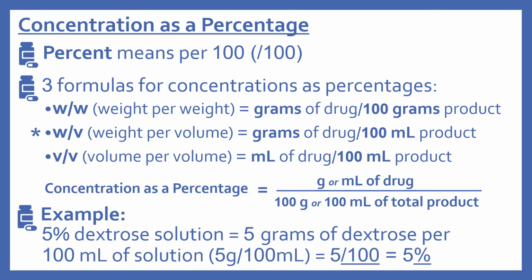So you can think of the formula for concentration as a percentage as grams or milliliters of drug per 100 grams or 100 milliliters of the total product. And I'll give you an example here. If we have 5% dextrose solution, this means there are 5 grams of dextrose per 100 milliliters of solution. So 5 grams per 100 mLs. You can say 5 per 100, which remember percent means per 100, so 5 per 100 equals 5%.